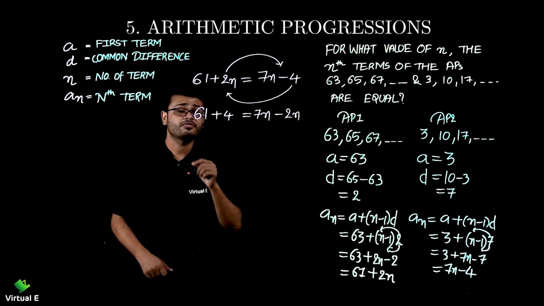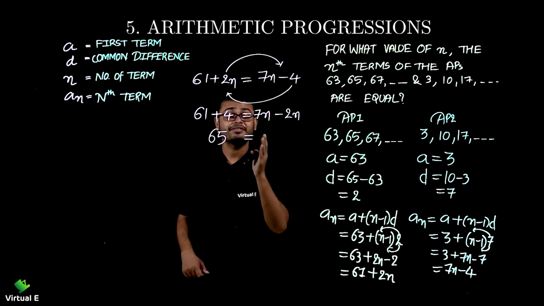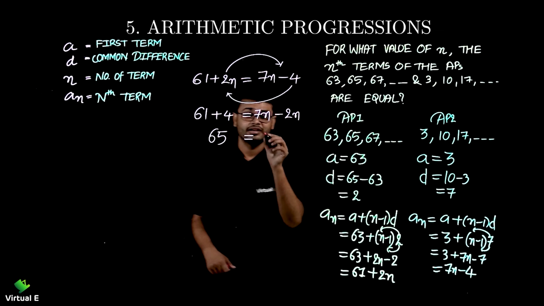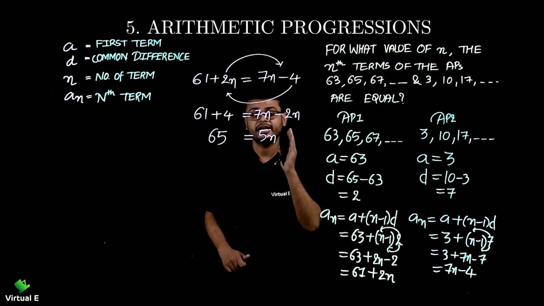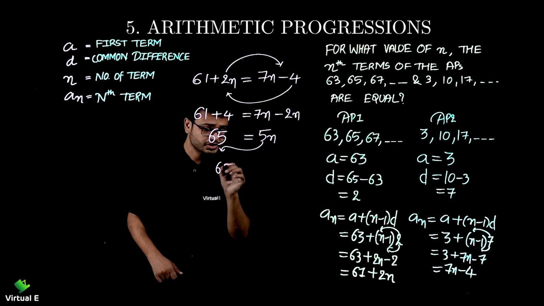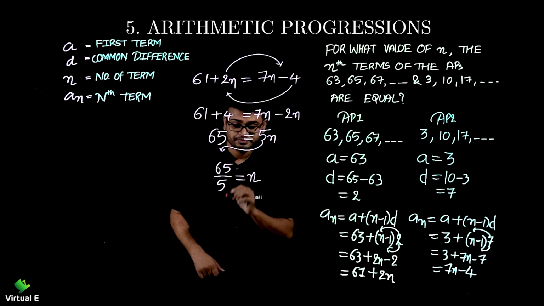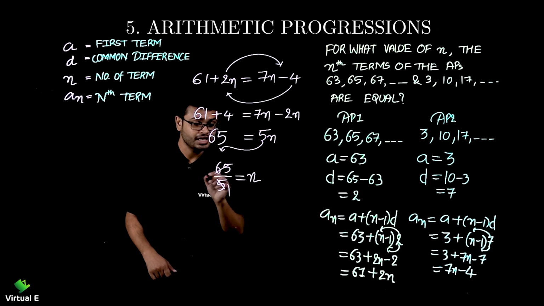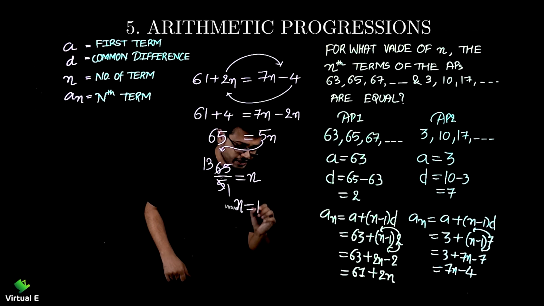So 61 plus 4, what is that? 65 is equal to 7n minus 2n, that is 5n. Subtraction. Why? Because 2 is negative. 5 will go into the denominator. So 65 over 5 is equal to n. Let's do cancellation. 5 ones are 5, 13s are 65. So n is equal to 13.